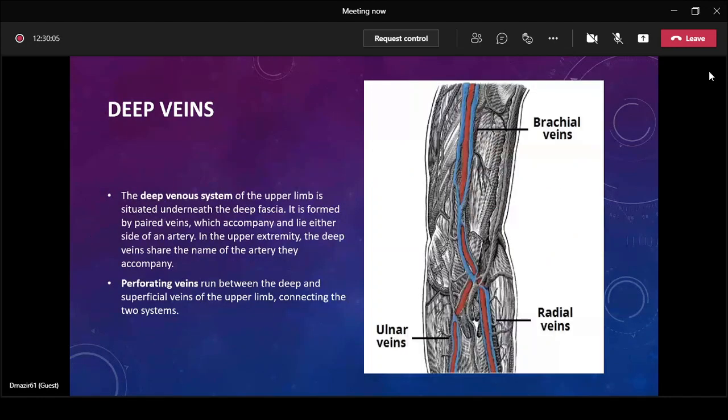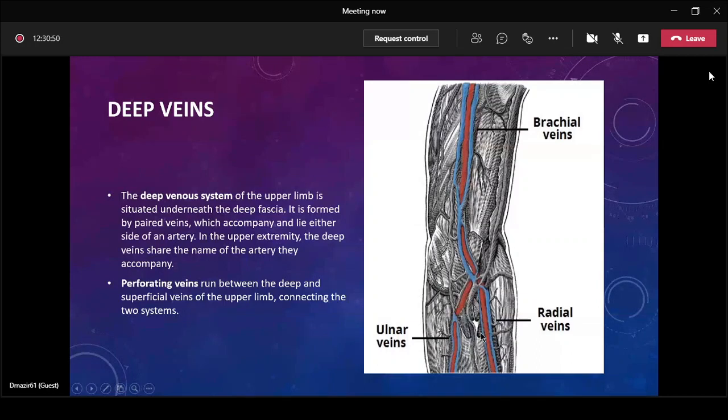Now the veins: the deep venous system of the upper limb is situated underneath the deep fascia. It is formed by paired veins which accompany and lie on either side of the artery. You can see over here the paired veins which are lying on either side of the artery, either on the front, or they are intercommunicating with each other also. These paired veins are lying on either side, and at various points they are communicating with each other through the twigs passing either anterior or posterior to the main trunk of the artery.